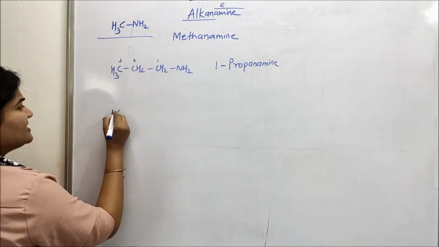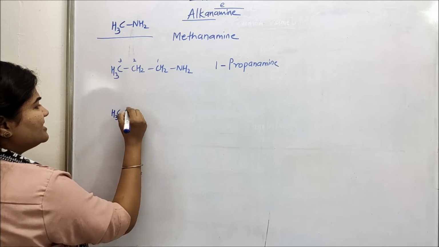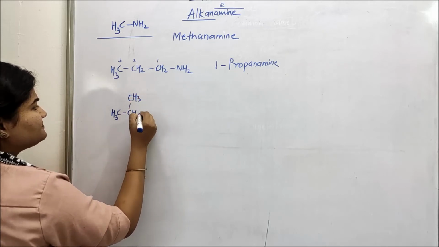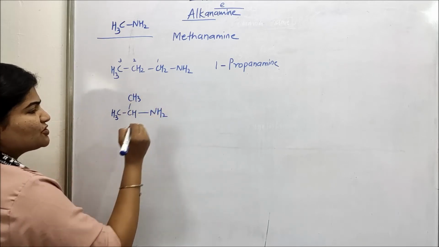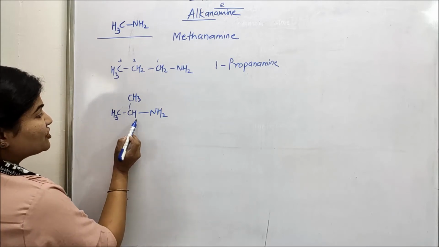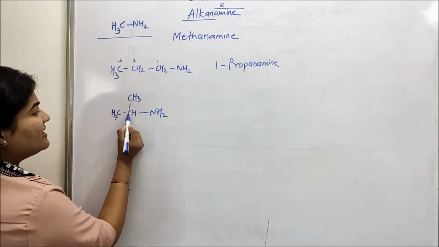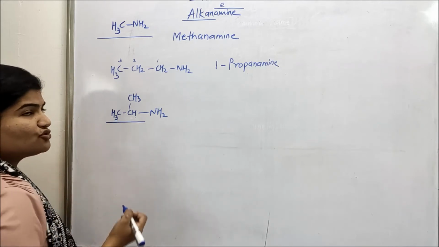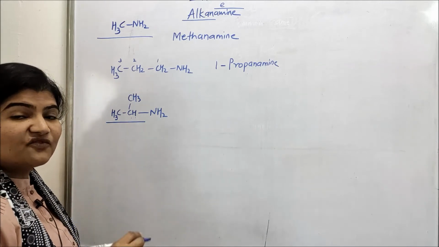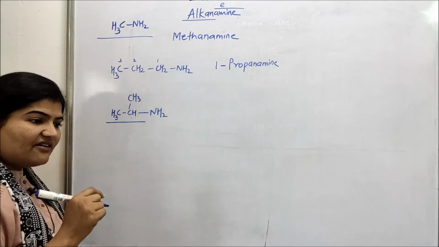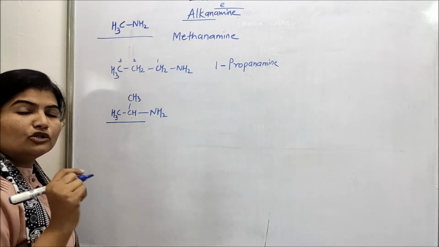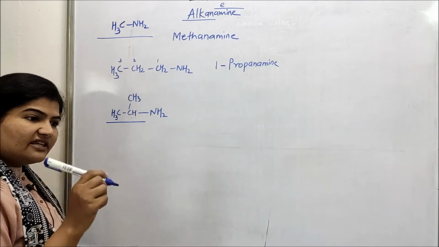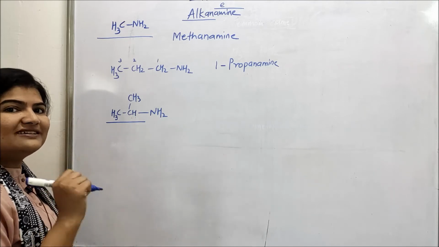Similarly, let's take another example, CH3, CH, CH3, NH2. Suppose this is the case, the common name for this will be isopropylamine. Okay, this is the isopropyl group. If you are not sure about how to give nomenclature for alkyl groups, I have a separate dedicated video on nomenclature of alkyl groups. I will link it in the description box below. You please check it out.